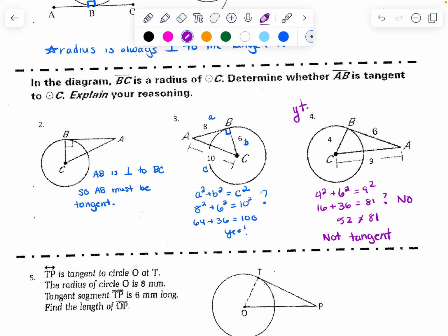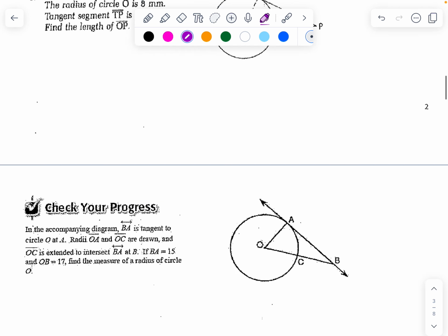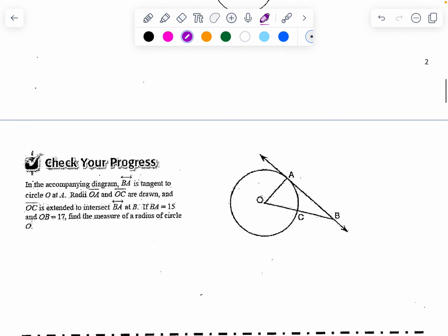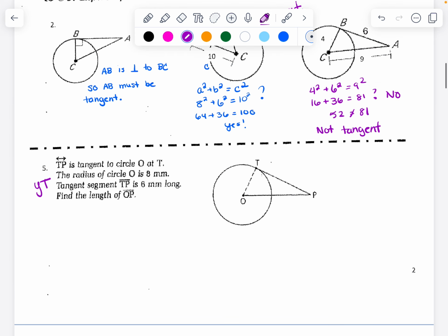All right, guys, so let's go ahead and have you try 5 and 6 on your own. Try 5 here, and then turn the page, and this would be considered 6. So try those next 2 problems on your own.